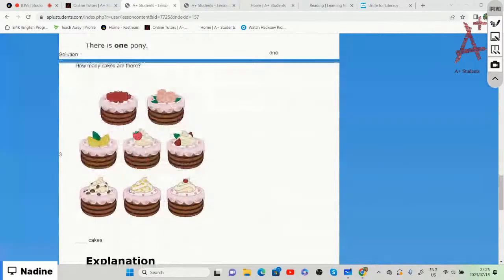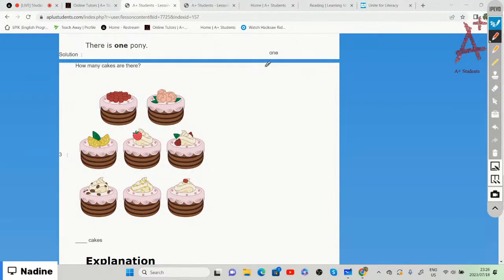All right, how many cakes are there? If we count the number of cakes, there's 1, 2, 3, 4, 5, 6, 7, 8 cakes. So there are 8 cakes. You can either put the number 8 to show that there are 8 cakes, or the number name, which is eight. So there are 8 cakes.